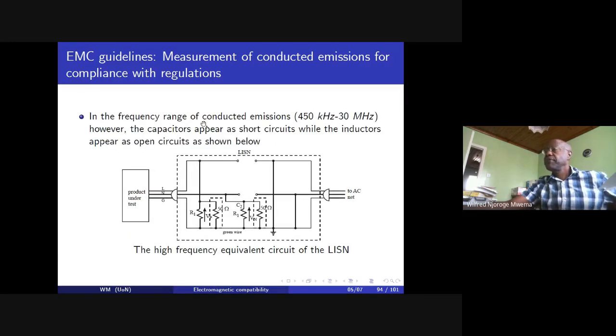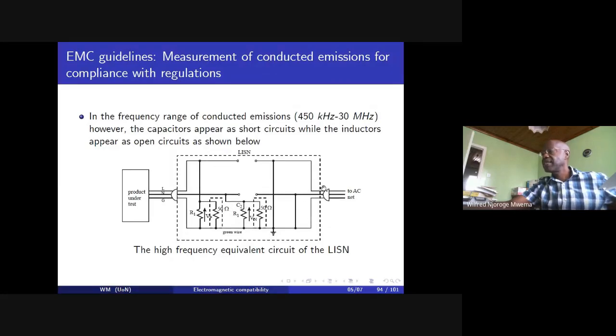So in the frequency range of conducted emission, that is 450 kilohertz to 30 megahertz, the capacitors will appear as short circuits, while the inductors will appear as open circuits, and we will have the following form. The inductors are very high impedance at those frequencies, so they are open circuited. Okay, they are out of the line. The capacitors are all short circuited, so you can see that all of them go through.